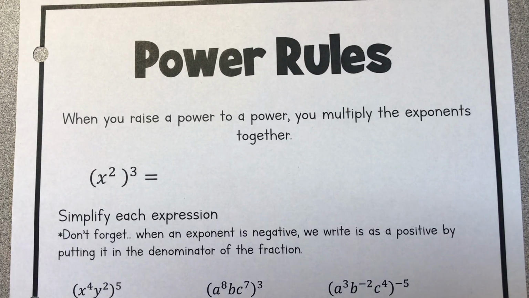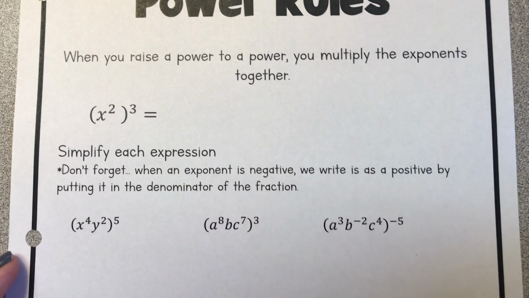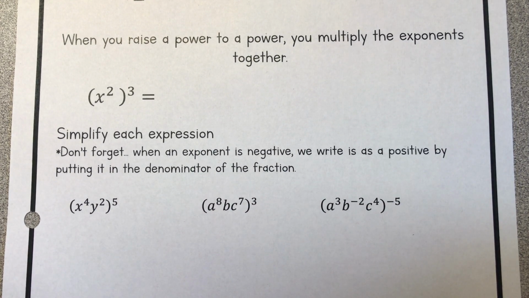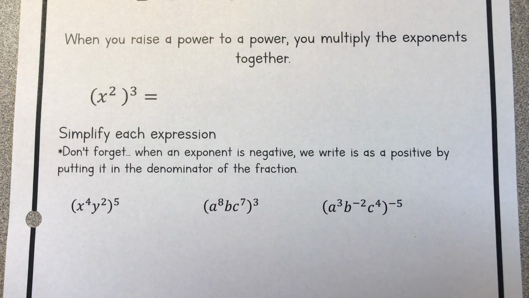Today's lesson is on power rules, which is essentially what is happening when we have a power that we're raising to another power. So for example, x squared, this whole quantity raised to the third power. So let's talk about why the rule is that when you have a power raised to a power, you multiply the exponents, but let's just talk really quickly about why that is.